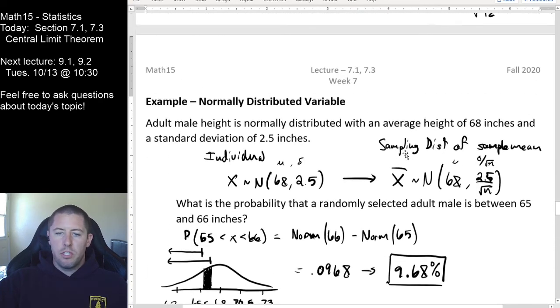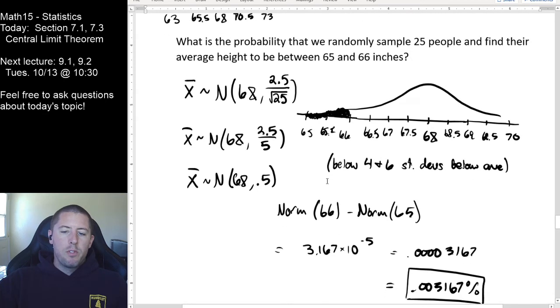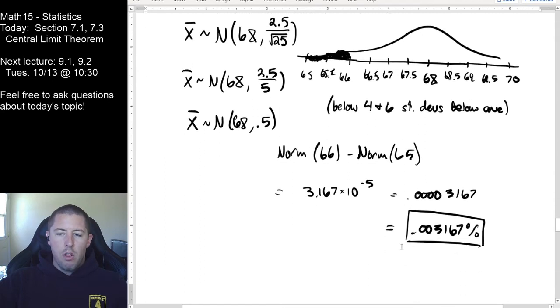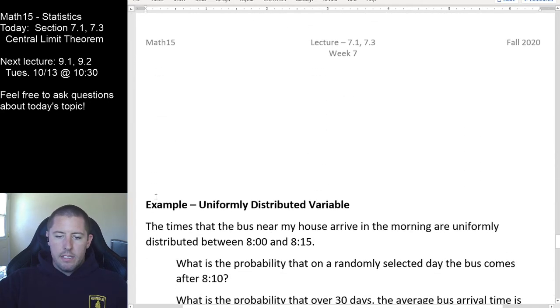So that was our normally distributed one right here. We changed from an individual having a distribution with a standard deviation of 2.5 to a group of 25 people still being normally distributed, but with a much smaller standard deviation, giving us much smaller tail probabilities and much more probability centered around the middle. So our next example here.